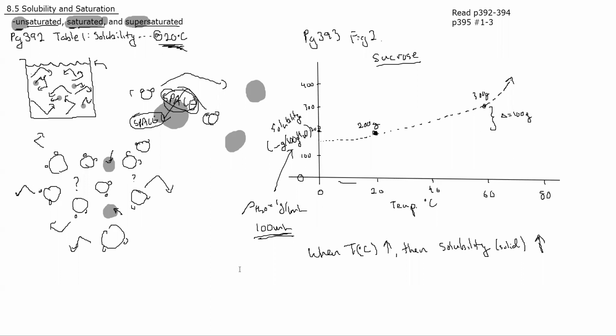So here's one question you can ask yourself. Question 1, okay? At 20 degrees Celsius, if I pour 201 grams of sugar in 100 milliliters of water, how much solid would remain? Pause the video, think very quickly. It's not a trick question. It's supposed to be a little simple. Going once, going twice.